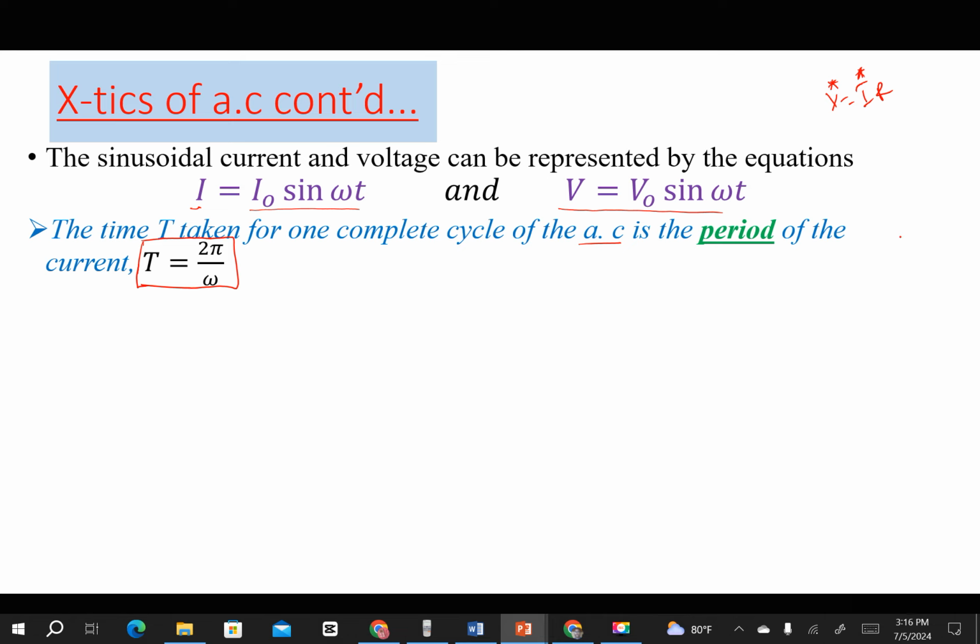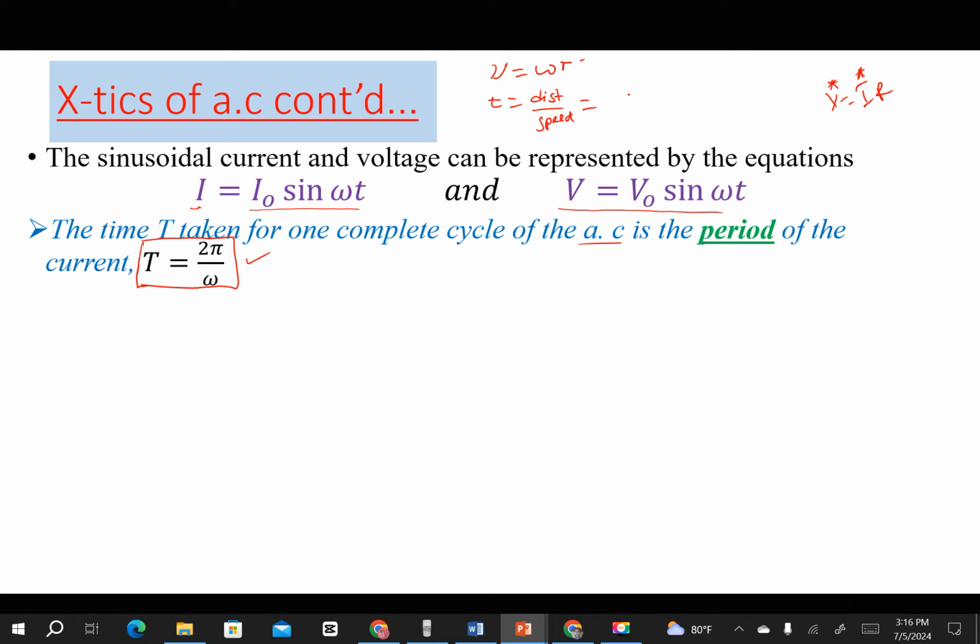And of course, in circular motion, your teacher must have proved why the period is 2 pi over omega. Time for one complete cycle, maybe I can prove this briefly for you. Why is the period 2 pi over omega? In circular motion, the linear speed v is equal to omega times r. That is in circular motion. And the time for one cycle T is going to be distance divided by the speed.